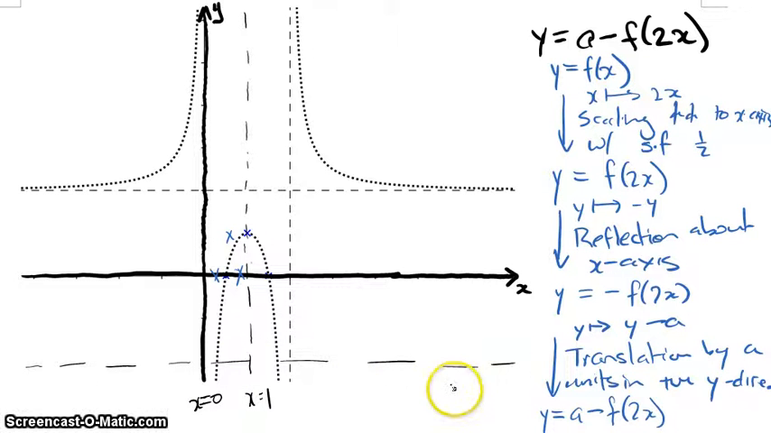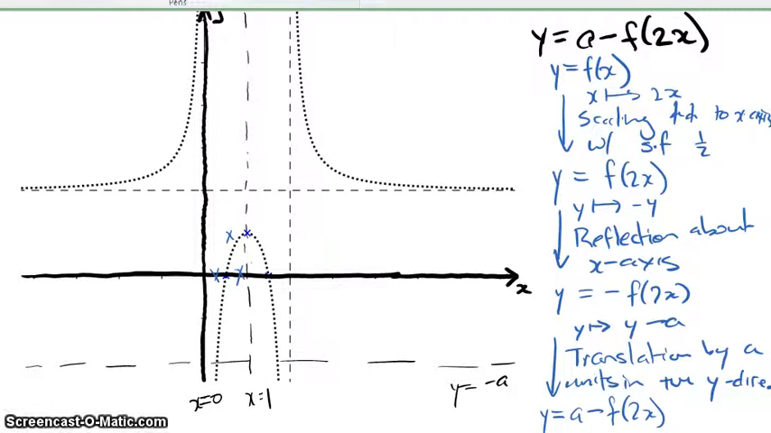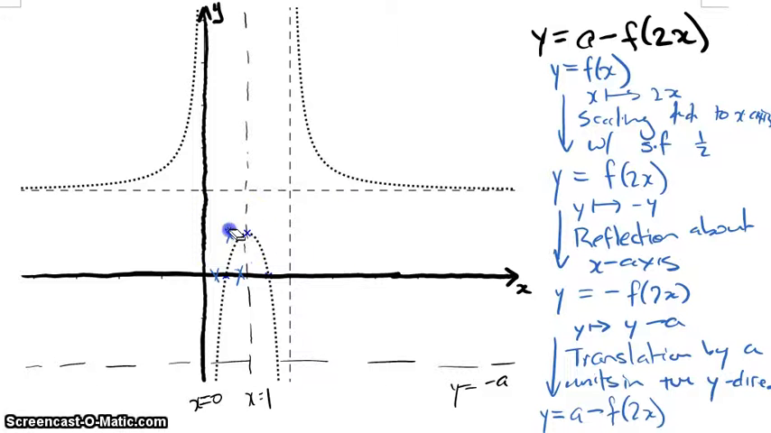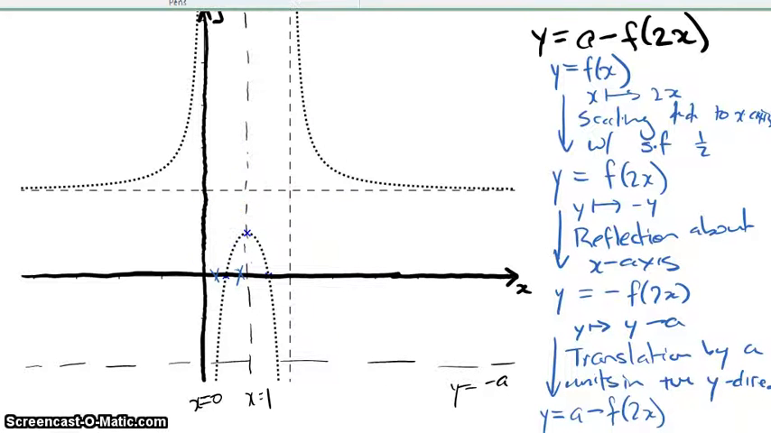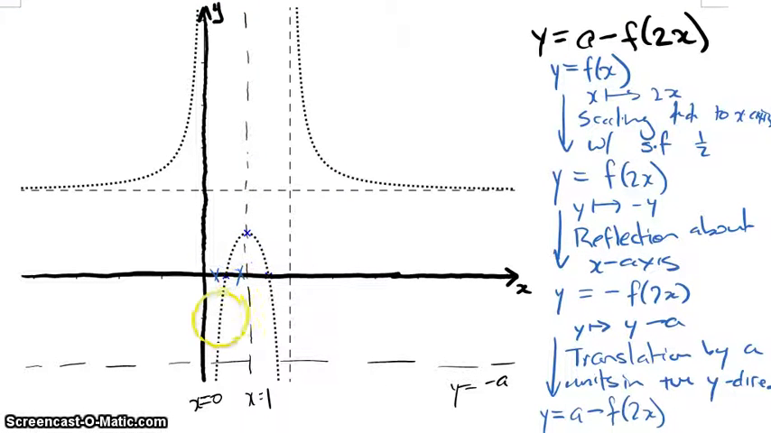This would be my new horizontal asymptote. What about this point here? That would again flip over. At the moment it's at a half, a over 2. Now we replace y with minus y, it means it's going to flip, so it would still be at a half, but negative a over 2. And these points along the x-axis are going to remain invariant. So my whole graph is squished, then flipped. Then what's the last thing I do?